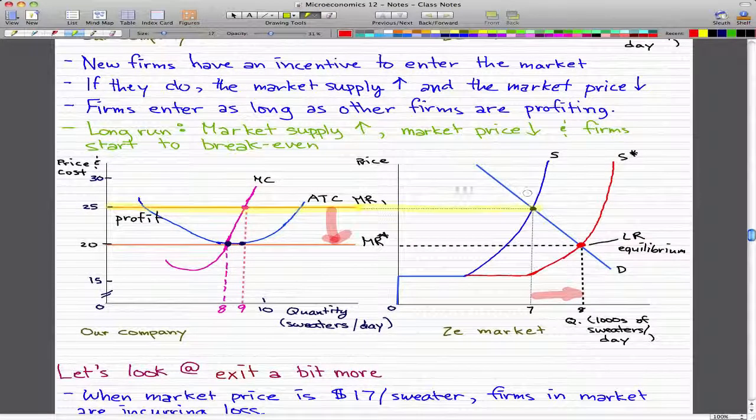And that is where I'll stop. In the next video, we'll take a closer look at exit, and we'll see how or why firms exit.